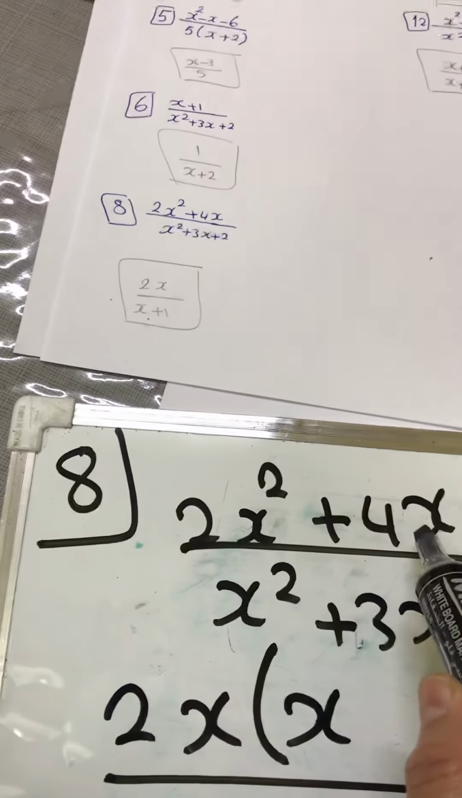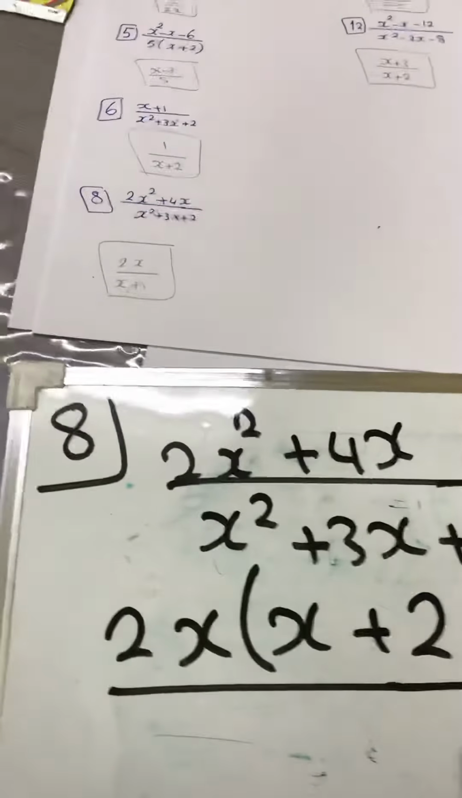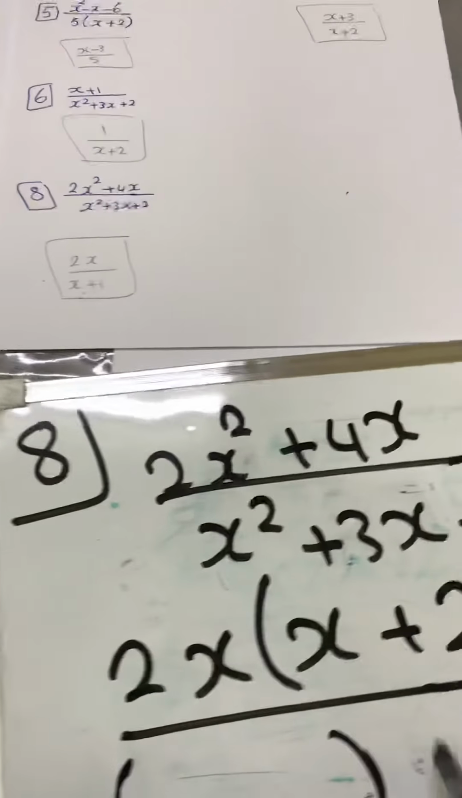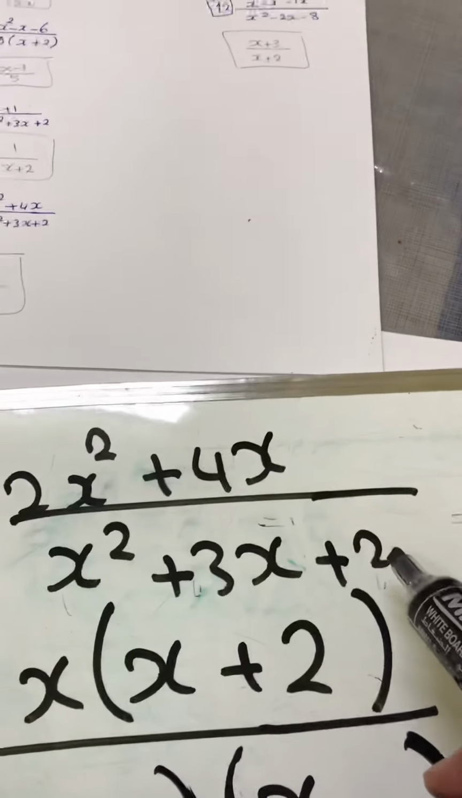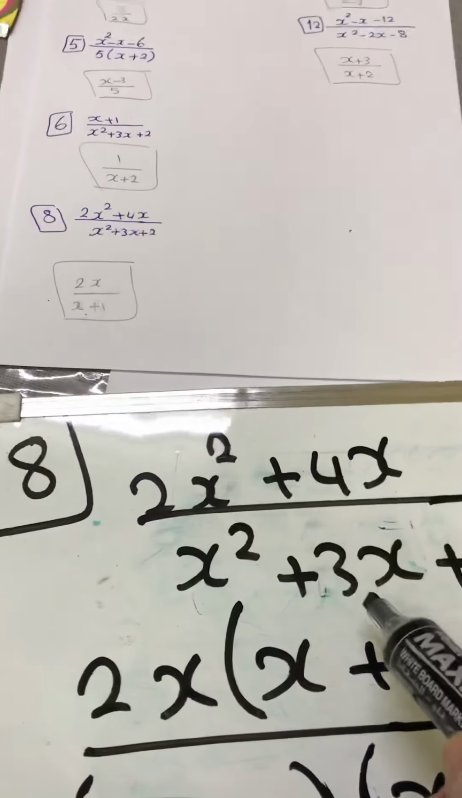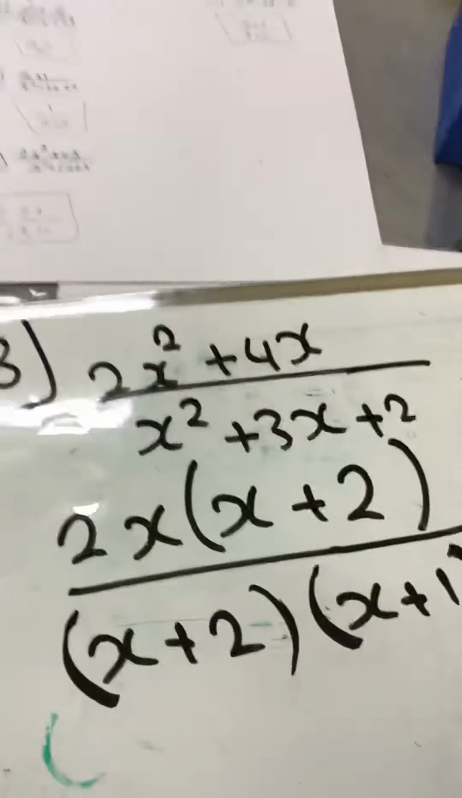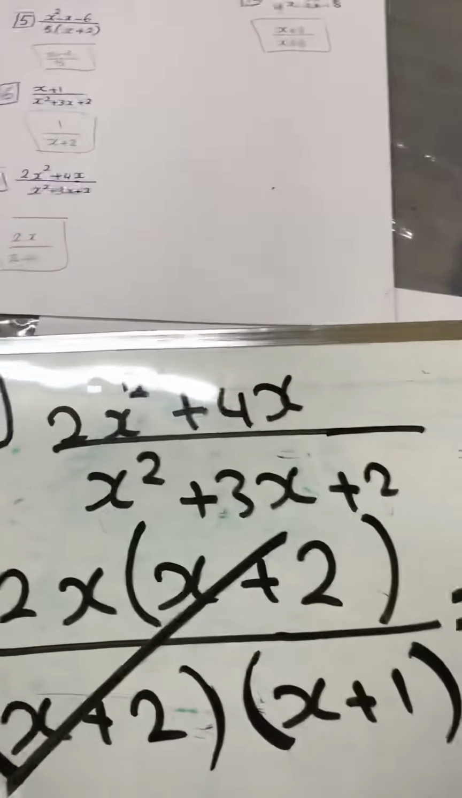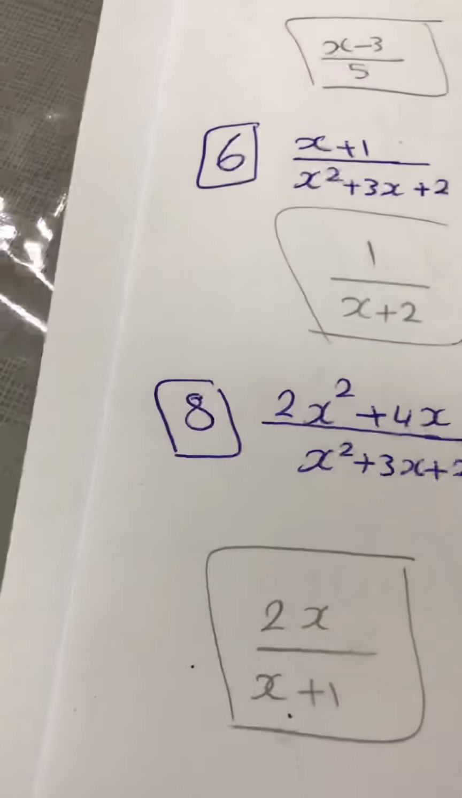And here positive 4x divided by 2x equal positive 2 because x cancelled with x give me 1. And down we have 3 terms, open 2 brackets. X squared comes from x times x, and 2 comes from 2 times 1, and the sum is 3, so both of them positive like this. Now I can cancel x plus 2 with x plus 2, so the answer is 2 up and x plus 1 down. This is number 8, exercise 1, page 363.